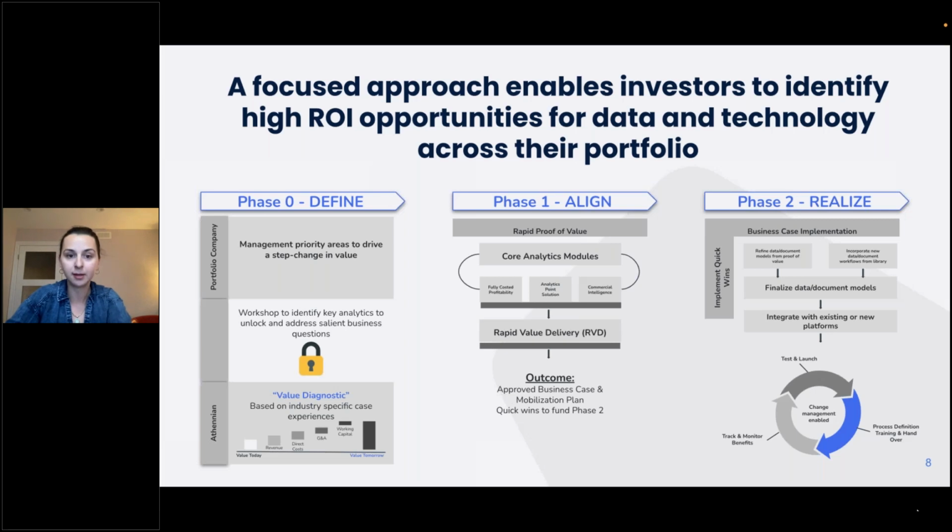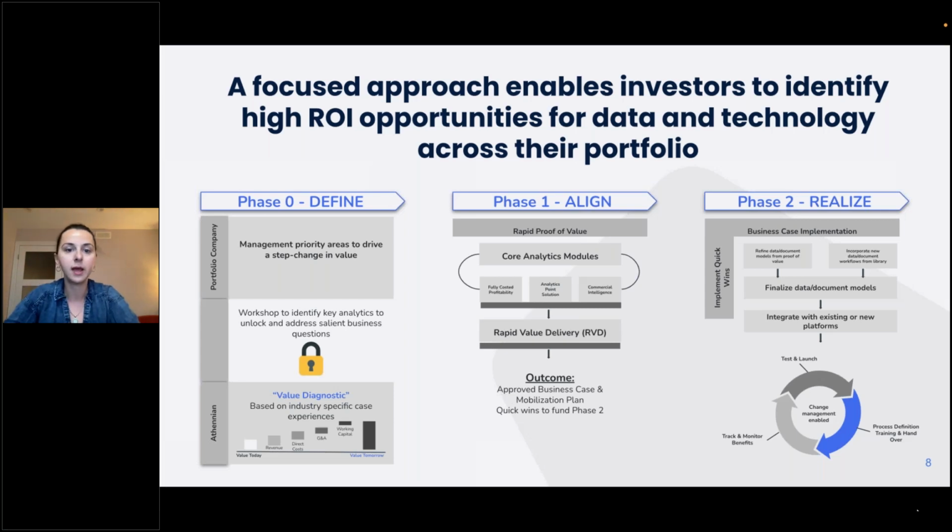core analytics modules. The first is fully costed profitability, the second is analytics point solution, and the third is commercial intelligence. So the first one, fully costed profitability, usually when we present this to some of our prospects or customers, there may be confusion, but what this really means, and to simplify it, is providing insight into operational costs and aiding in pricing strategies and resource allocation.